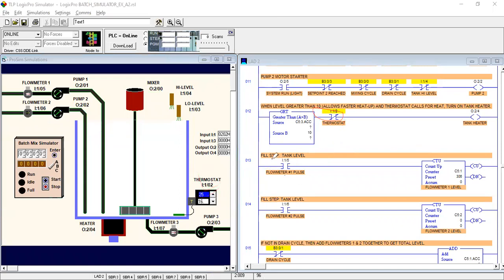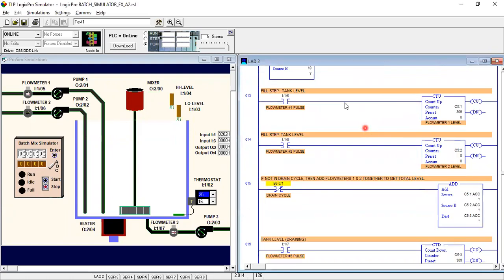In rung 13 we have the fill step tank level, flow meter 1 pulse. This is our flow meter, and this is the CTU. In the previous rungs we have already discussed the counter bits. The counter bits come from these counters. This counter is used for our flow meter 1, and this counter is used for our flow meter 2.